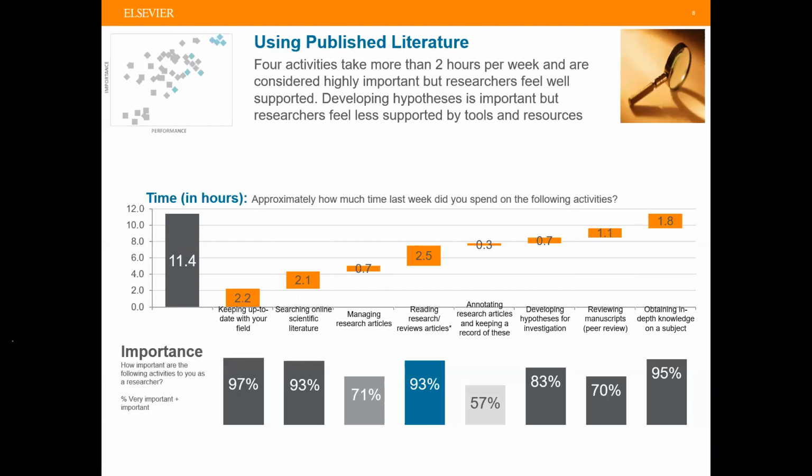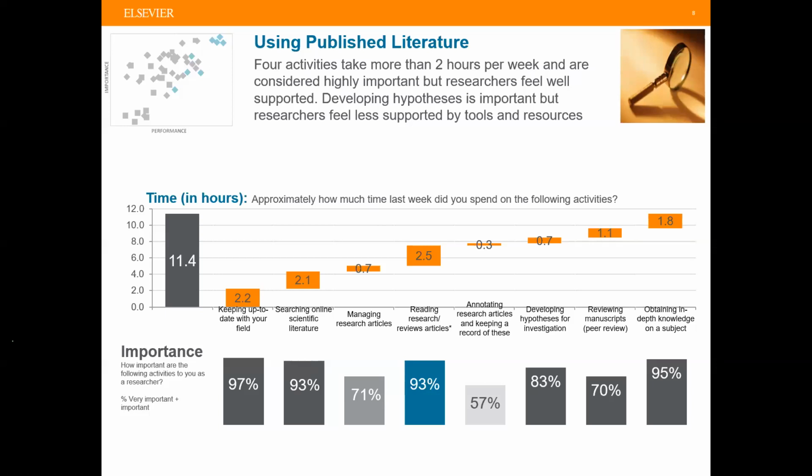So for students in general who are doing research, we did an analysis and we realized that there are 4 major activities which take approximately about 2 hours per week for researchers to do. And you spend approximately about 11.4 hours every single week. You spend about 2.2 hours keeping up to date with your research field. You spend approximately about 2.1 hours to search for online literature, 2.5 hours to read on research and review articles, and about 1.8 hours to obtain in-depth knowledge on a subject.